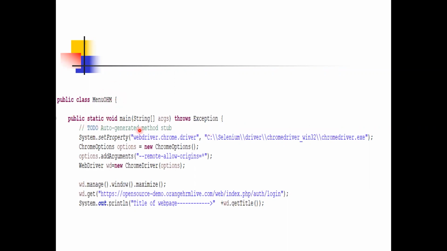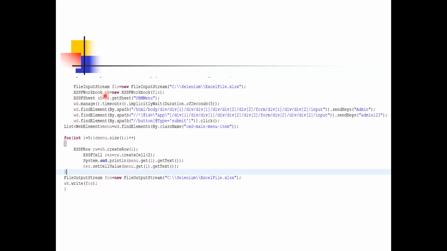This is public class menu lecture. In the main method, first define the property of the driver, then define the options, adding arguments, remote allow origins, then WebDriver wd equals new ChromeDriver, window manage maximize, then wd.get URL. We want the title of the web page at the console. Now, if you remember, I have explained the interface. First, we have to mention the file. After file, then workbook, after workbook sheet, then row, and then column.